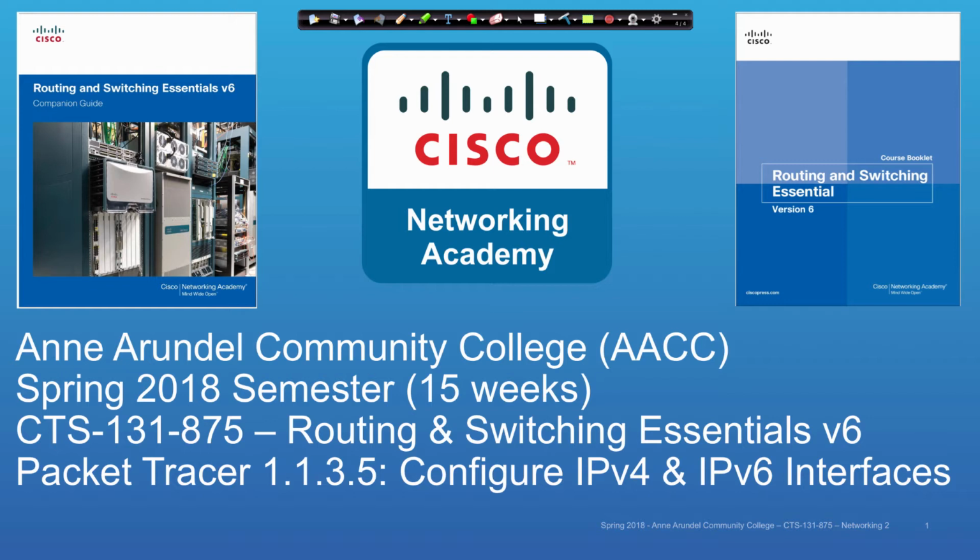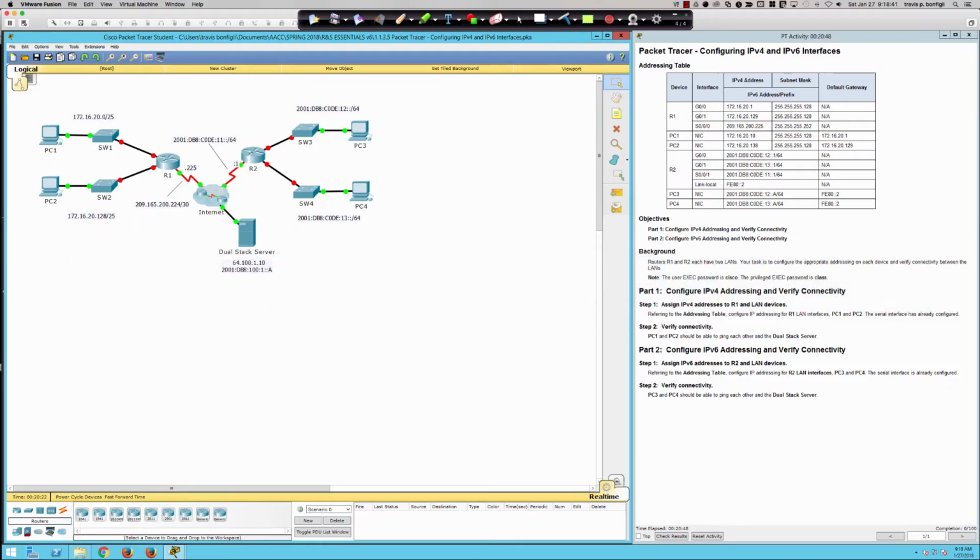This is the Routing and Switching Essentials V6 course, and this morning's Packet Tracer tutorial and solution set is going to be on Packet Tracer Activity 1.1.3.5, where we're now going to get a chance and an opportunity to configure some IPv4 and IPv6 addressing on interfaces. So let's jump into the Packet Tracer activity.